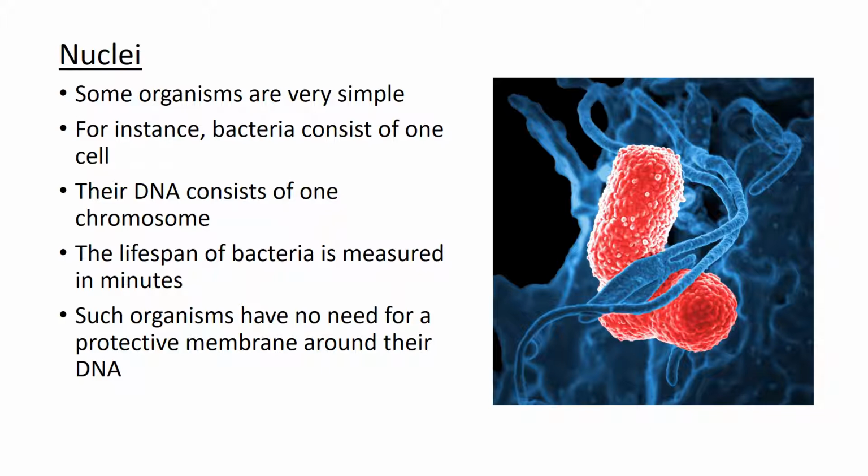Some organisms are very simple. For instance, bacteria consist of just one cell. Their DNA consists of one chromosome, and their lifespan is measured in minutes. Such organisms have no need for a protective membrane around their DNA. They're not going to live for very long, and they don't have that much DNA. They're going to grow, copy their DNA, and then divide, and their life's over in maybe 20 minutes. So there's no need for a protective membrane around the DNA of such simple organisms. They don't need a nucleus.